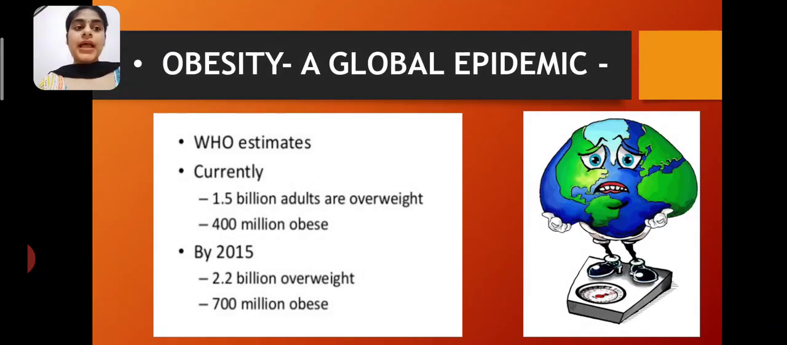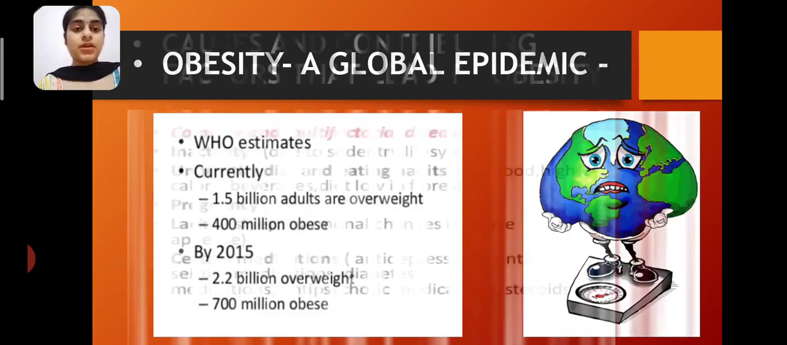Obesity, a global epidemic. Now, according to World Health Organization, it has estimated that currently 1.5 billion adults are overweight, 400 million are obese, and by 2015, 2.2 billion overweight and 700 million obese.